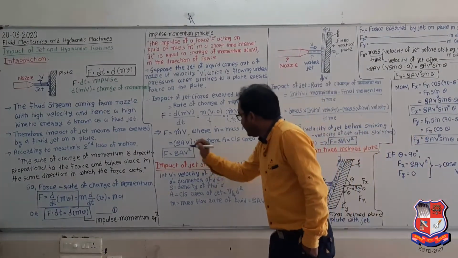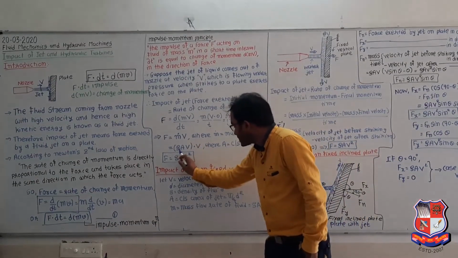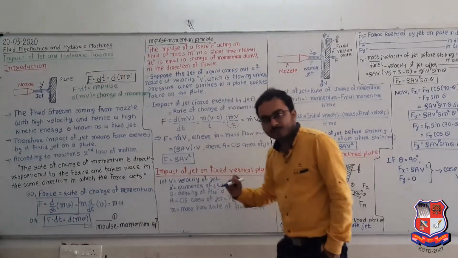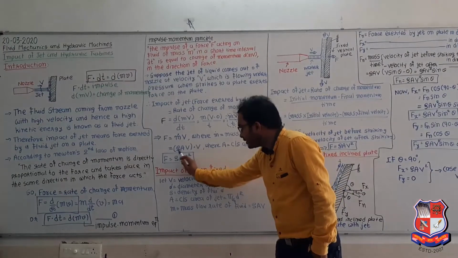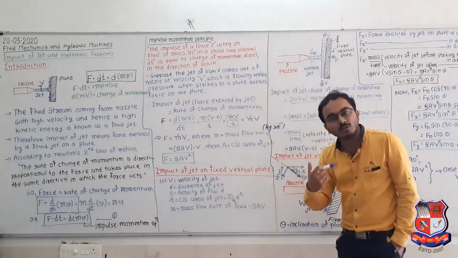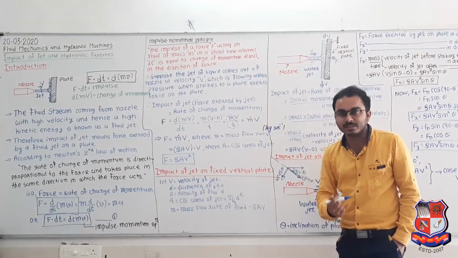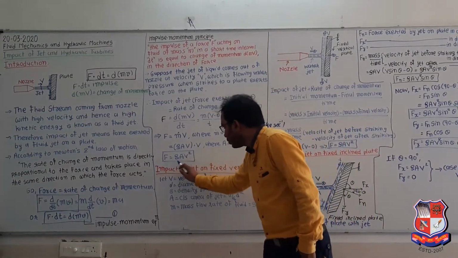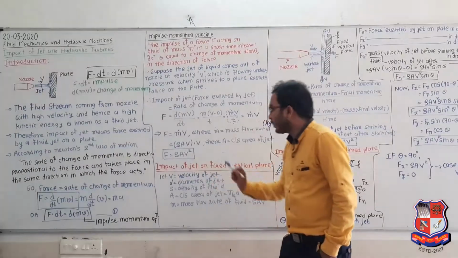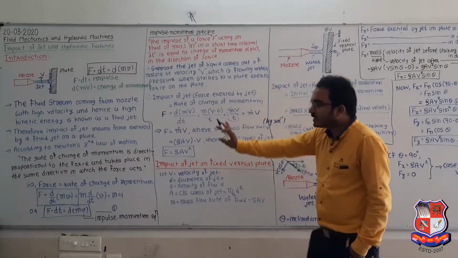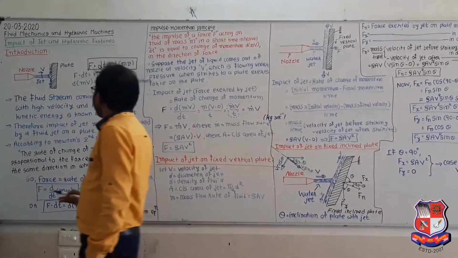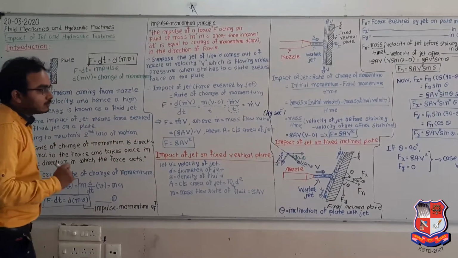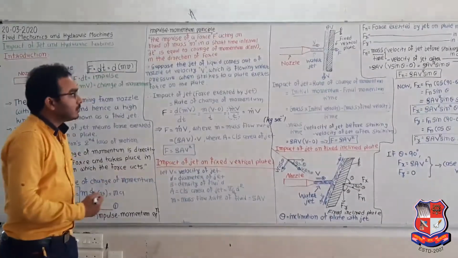So again, one more thing, that m dot is replaced by rho a v. This mass flow rate is here replaced by rho a v, which has already been studied in our previous lecture in the classroom. So the final equation for force will be rho a v square. Okay, so this is the basic introduction of impact of jet. Now we will go into details one by one.